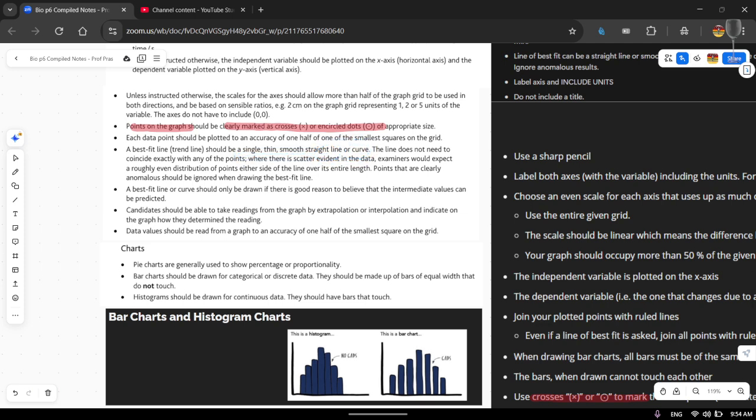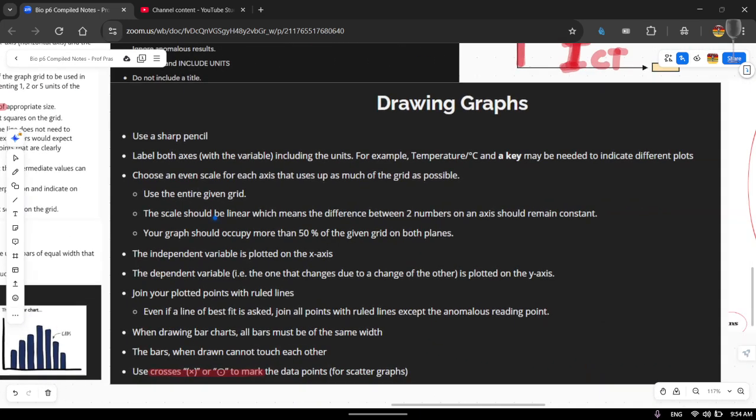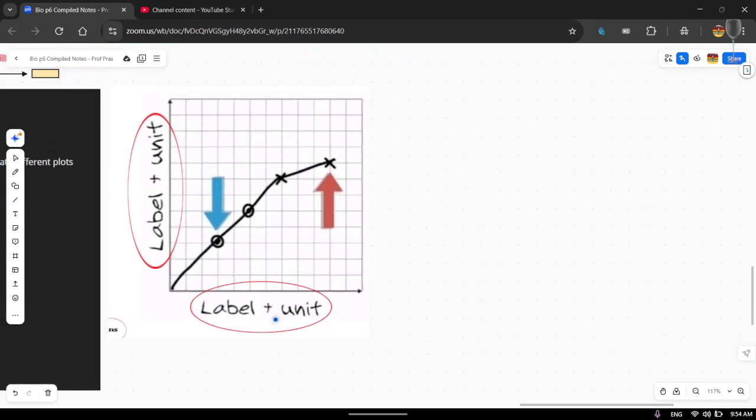The line does not need to coincide exactly with any of the points where there's a scatter evident in the data. Examiners would expect a roughly even distribution of points either side of the line over its entire length. Points that are clearly anomalous should be ignored when drawing the best fit line. What it's basically saying is that just ignore this line over here, okay? Let's say that you had data like this, okay?